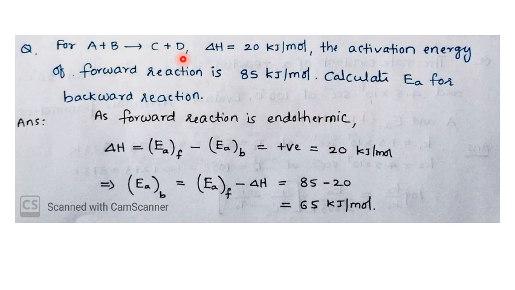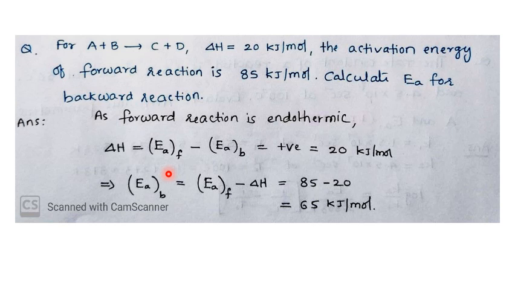In this case, first check the reaction. Delta H equal to 20 means forward reaction is endothermic. How do you know endothermic? Because delta H is positive value, means we are supplying some amount of heat energy. Okay, so for endothermic reaction, this is the formula direct. Delta H equal to activation energy of the forward reaction minus activation energy of the backward reaction, should be positive. So this is equal to 20.